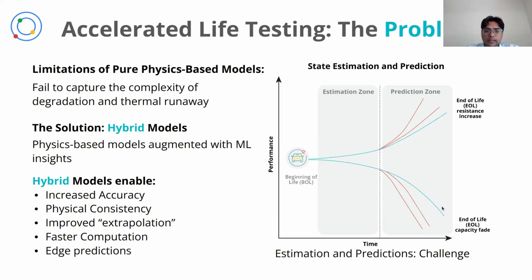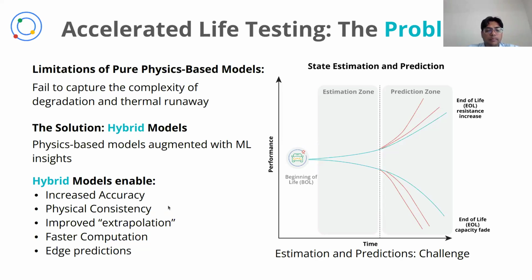Now, hybrid models enable this. They can give you increased accuracy because they are also being trained on the real life data. You have physical consistency because at the back of it we are also making sure that it is physical. The governing differential equations are being satisfied over there. And then, like I said, when you look at only the beginning of life data or a few cycles of data, and you want to extrapolate, that extrapolation becomes much more complex in this case. But the combination of physics and the data-based learning can improve these extrapolations.